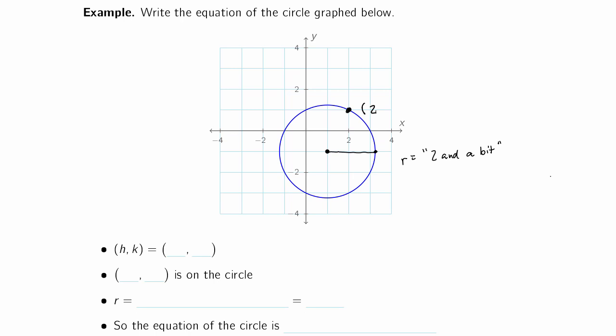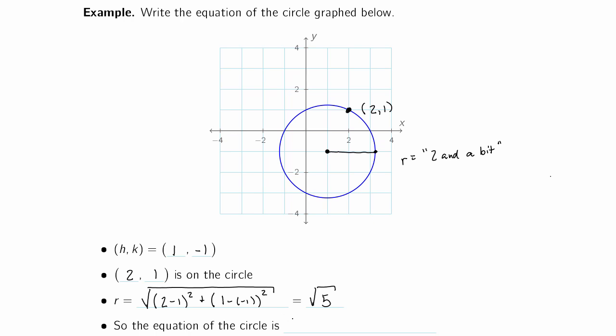This point is 2, so my center, h, k, is at 1, -1, and I have my point 2, 1 on the circle. And so my radius is the square root of the difference in the x's, 2 minus 1 squared, plus the difference in the y's, 1 minus -1 squared. Take the square root. So this will work out to be the square root of 5. Remember, in the actual equation of the circle, I'm going to square that.